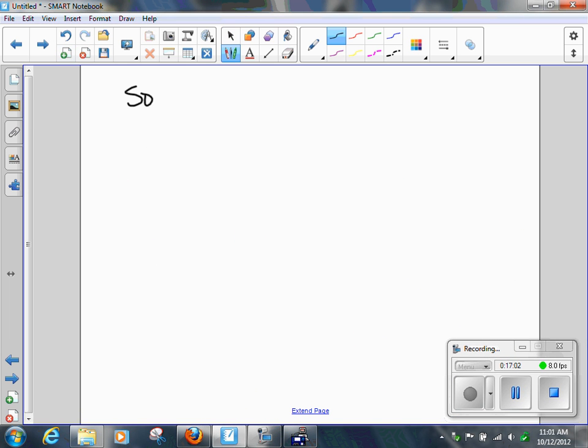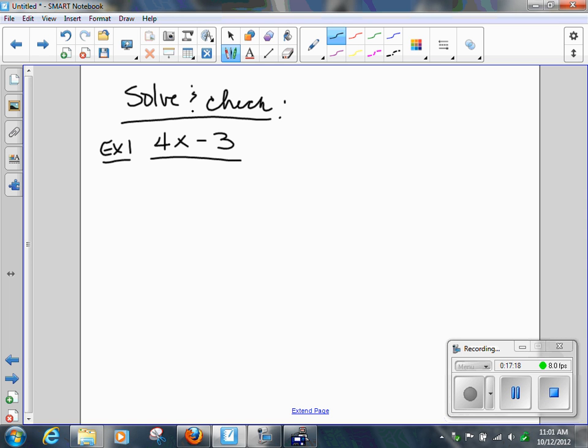So let's solve and check. Solve and check. And folks, you can put this stuff right in your calculator to figure it out. Let's start with (4x minus 3) over 5, minus (3 minus 2x) over 3, equals 1.